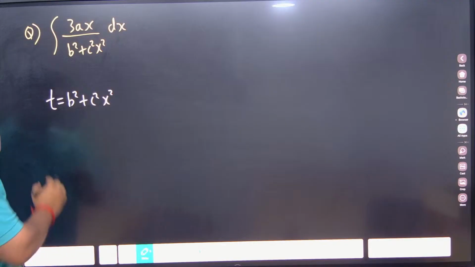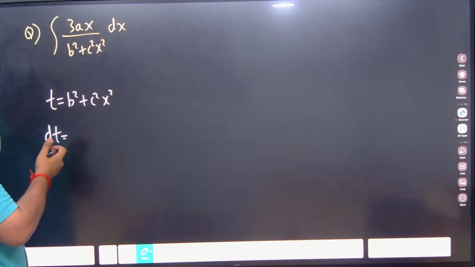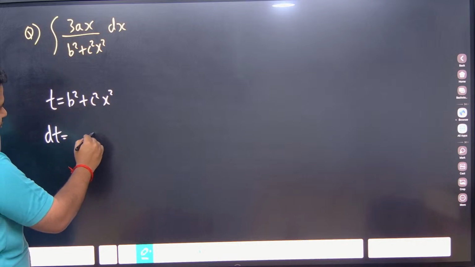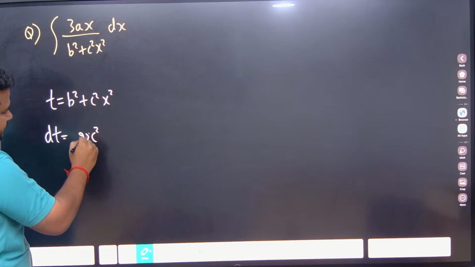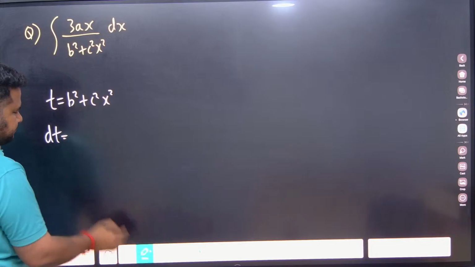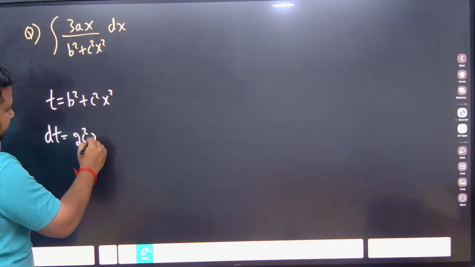Now differentiate with respect to x. dt will become equal to what? The derivative of b square is 0, since it is a constant. The derivative of c square x square: c square is constant and remains as it is, and the derivative of x square is 2x. So dt is equal to 2c square x dx.